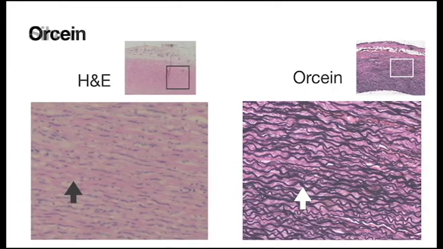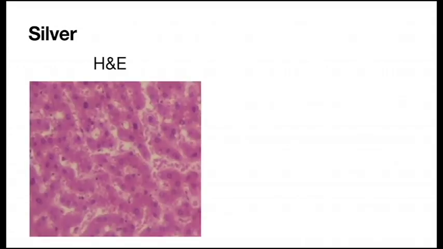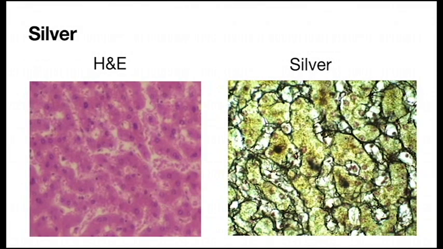Silver is another special stain reacting with reticular fibers. This is again the liver using the H&E stain. When it uses the silver stain, the reticular fibers are now visible as black structures surrounding the hepatocytes. The reticular fibers are said to be argyrophilic or silver-loving.